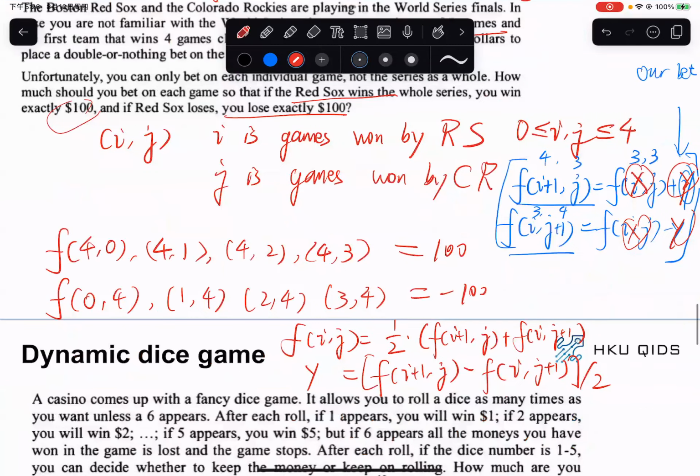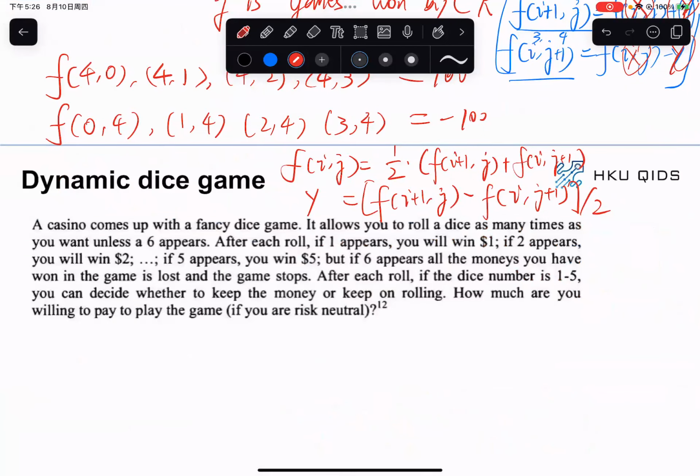And now the next one, dynamic dice game. So a casino comes up with a fancy dice game. It allows you to roll a dice as many times as you want, unless a 6 appears. Okay, and after each roll, if 1 appears, you will win 1. 2 appears, you win 2. If 5 appears, you win 5. But if 6 appears, all the money you have won in the game is going to be lost, and the game is going to stop. So after each roll, if the dice number is 1 all the way to 5, you can decide whether to keep the money or keep on rolling.